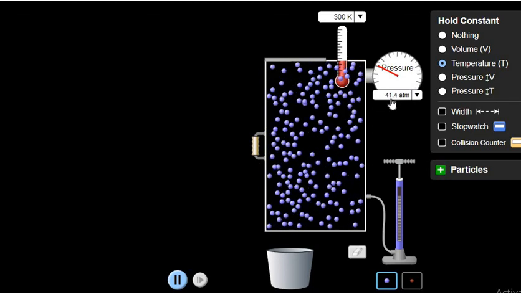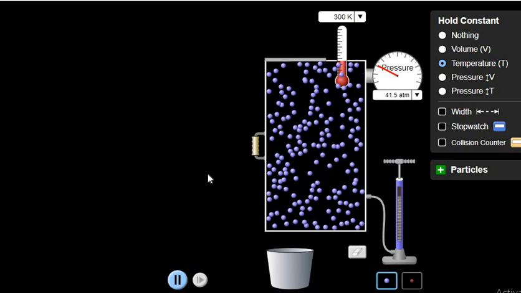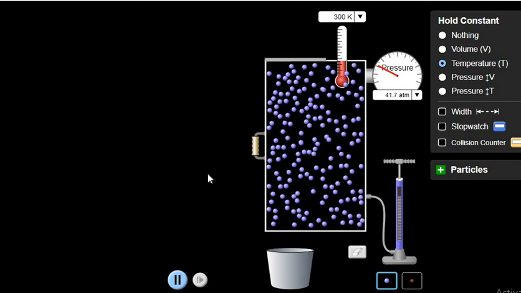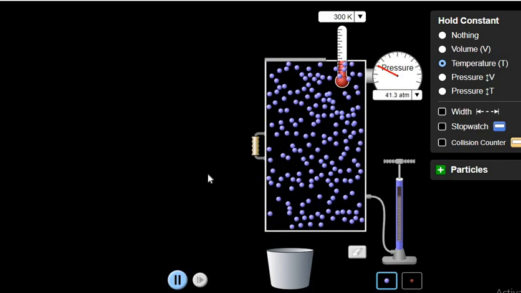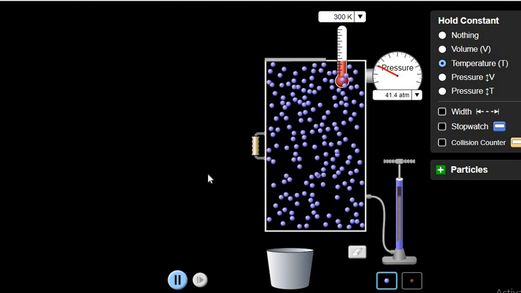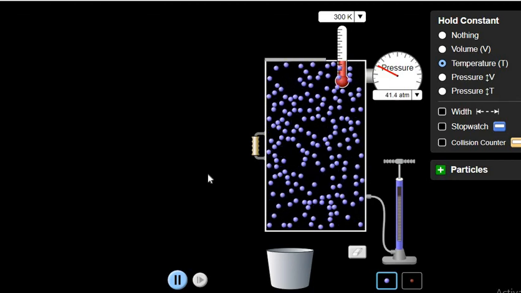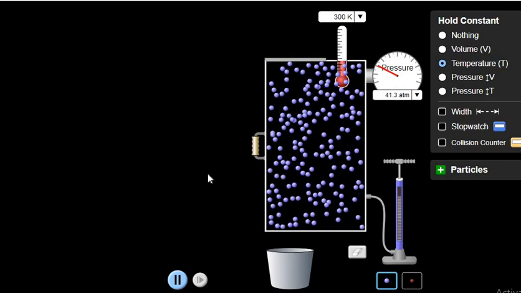The reading of pressure changes when I just change the volume. The space between particles decreases when I decrease the volume. The pressure increases when I decrease the volume. So why does the pressure increase when I decrease the volume?